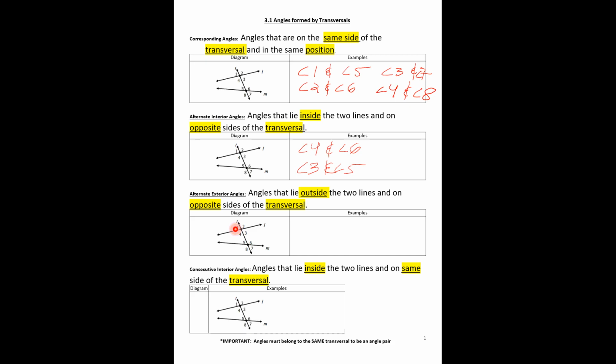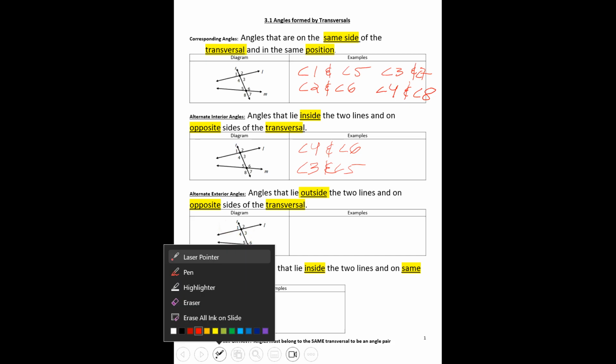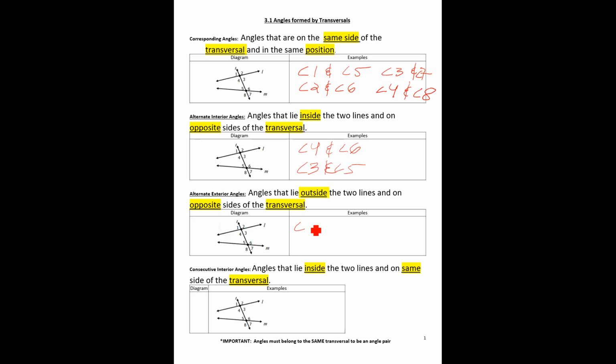So if we're looking at 1, between 8 and 7, the one that is on the opposite side of the transversal would be 7. 1 is on the left-hand side of the transversal, 7 is on the right-hand side. So angle 1 and angle 7 are alternate exterior angles. Similarly, we could say angle 2 and angle 8 are alternate exterior angles.